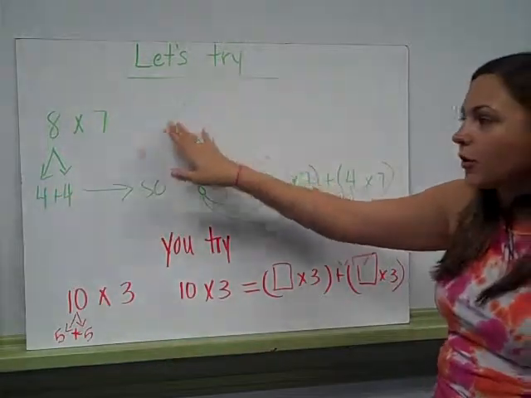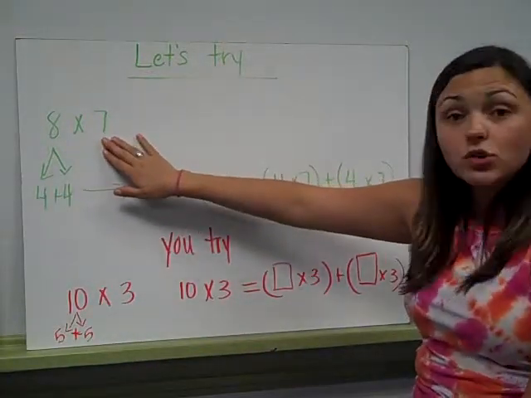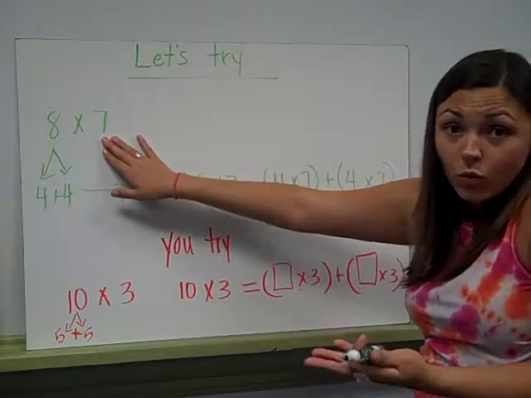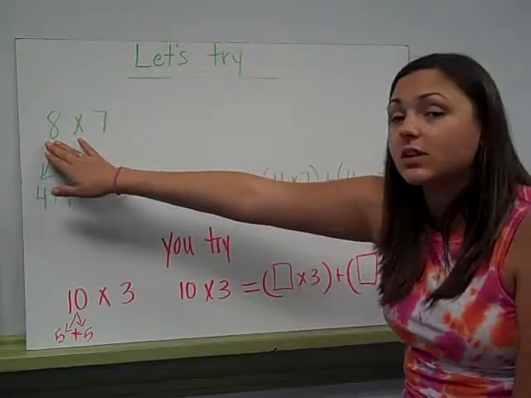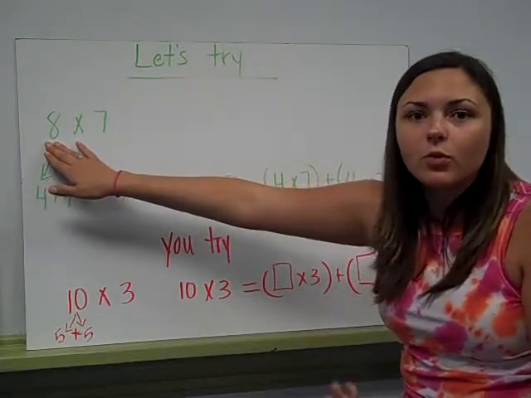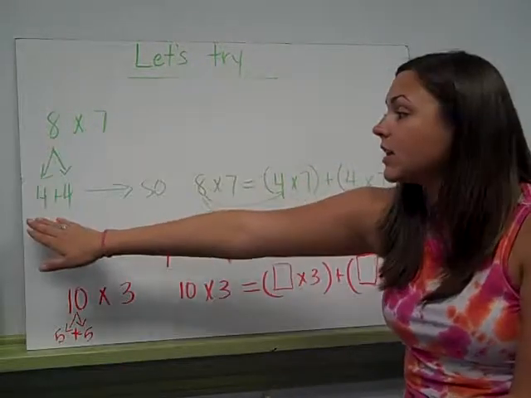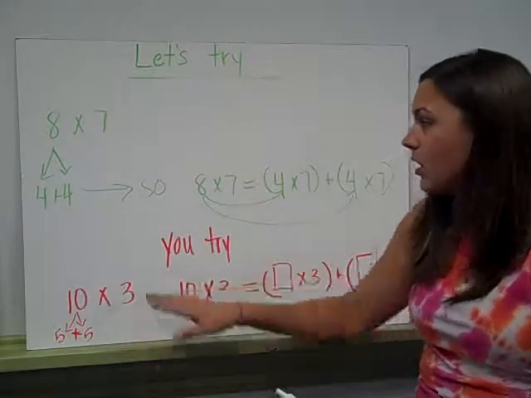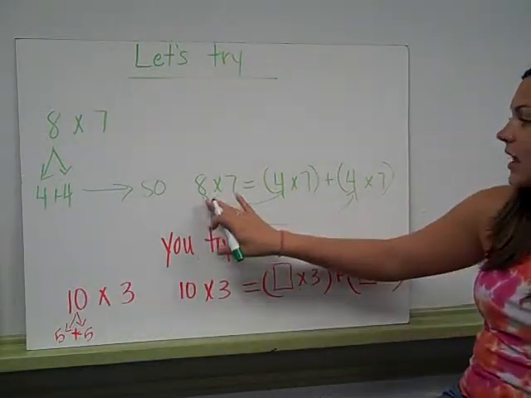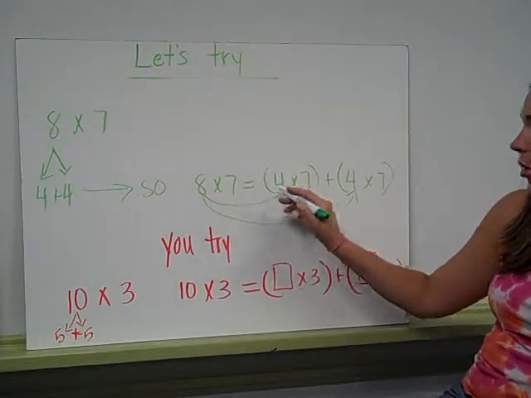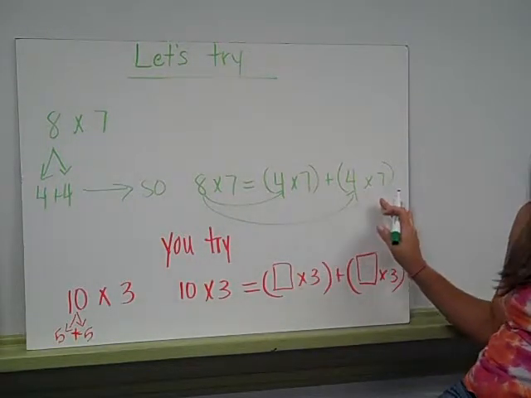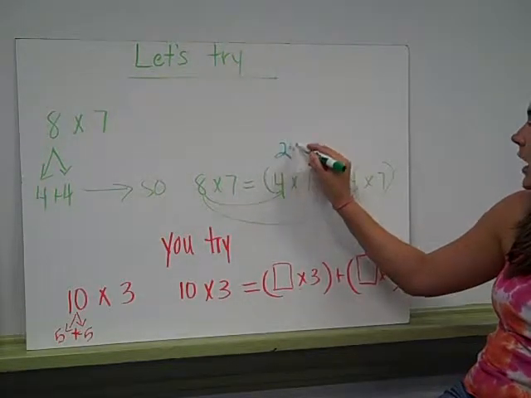Let's try this one together. 8 times 7. You can choose to break up either one. I would normally stick with the larger number, break that one apart. So I'm going to break apart the 8. Well, what do we know when we break apart 8? We can break it apart evenly into 4 plus 4. So, I have 8 times 7 equals 4 times 7, because I broke the 8 up into 4 plus 4, times 7. 4 times 7 is 28.